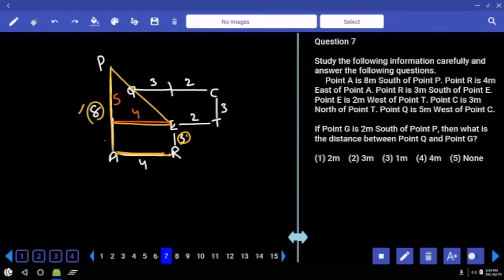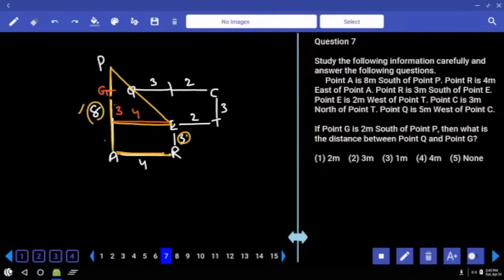Then G is 2 meters south of P. Out of this 5, this is already 3 meters and G must be here. Are you getting this one or not? And G is, what is the distance we have? 2 meters. Now G is 2 meters to the south of P.